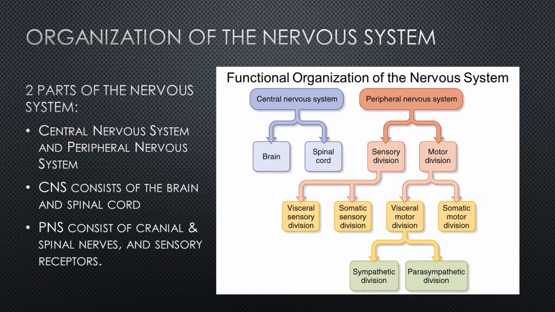The peripheral nervous system contains the cranial and spinal nerves and also sensory receptors. Cranial nerves communicate information from the brain to other parts of the body. Spinal nerves communicate information from the spinal cord to the body. When you think sensory receptors, think of the five senses: touch, taste, smell, hearing, and sight.